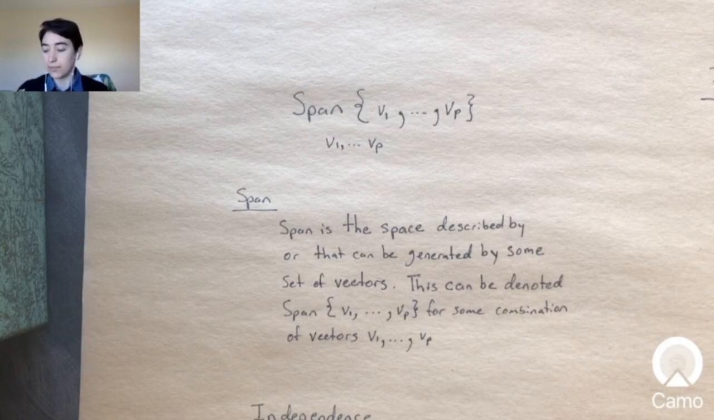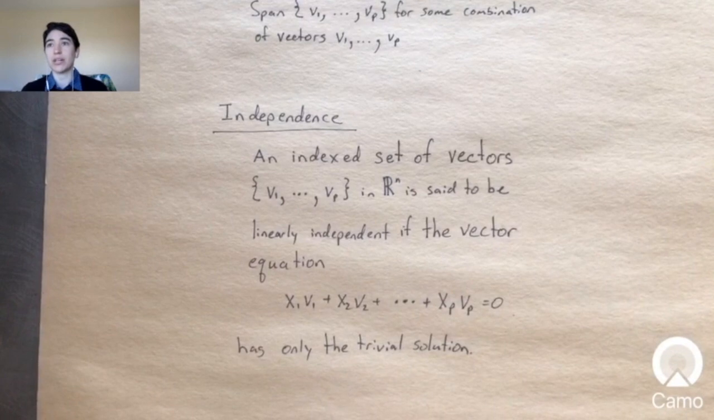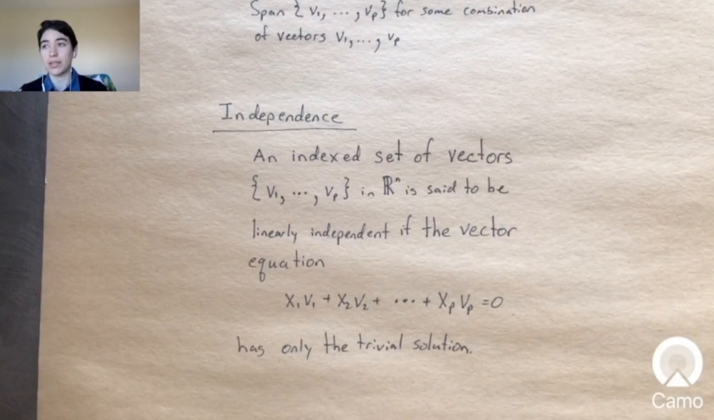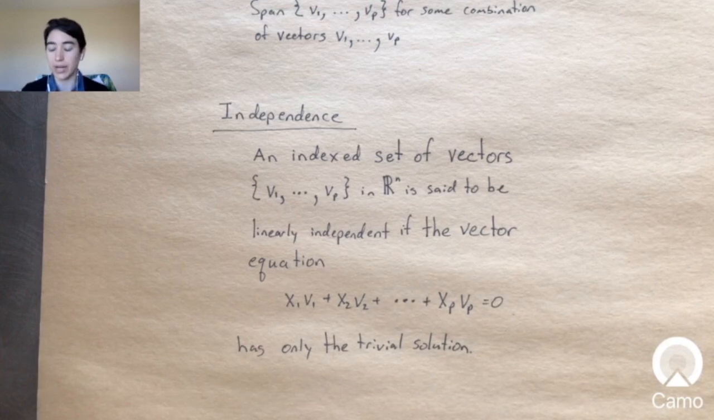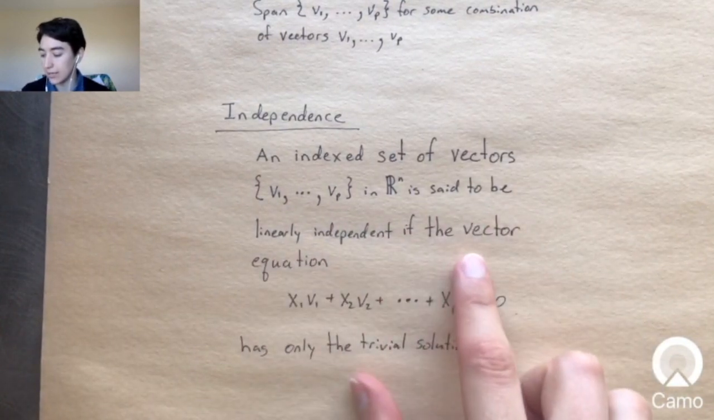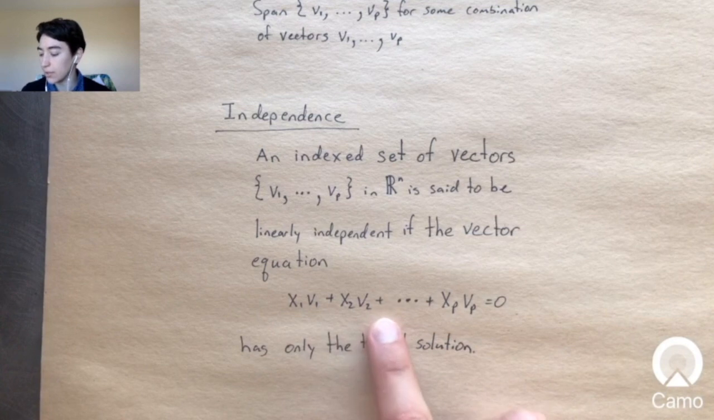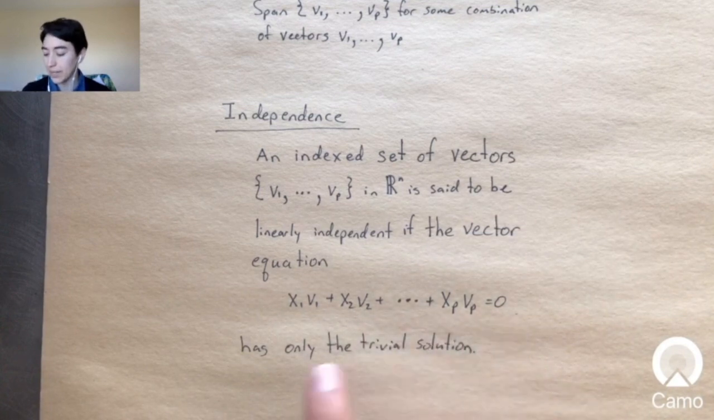Then we also have whether or not vectors are independent. If we have vectors that are independent, then the set of vectors cannot be used to describe each other, in the sense that we cannot create vectors in that set from the other vectors in that set. So the definition here is an indexed set of vectors v1 through vp in R^n is said to be linearly independent if the vector equation x1 v1 plus x2 v2 on through xp vp is equal to 0 has only the trivial solution.